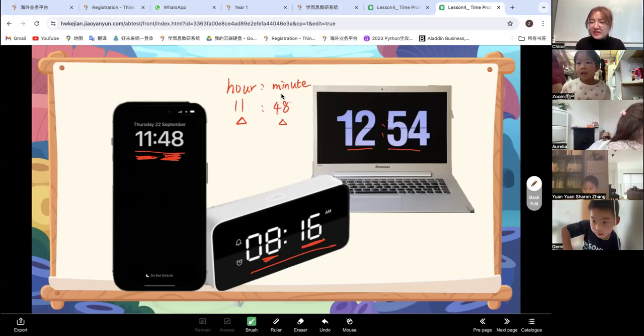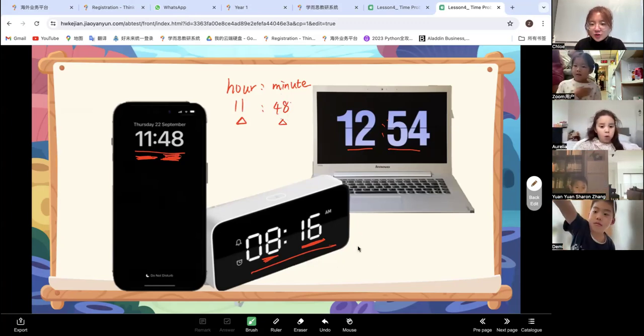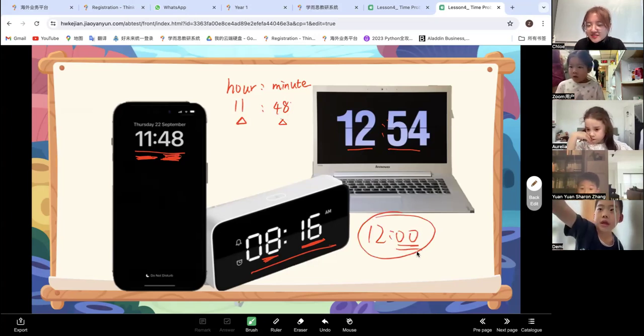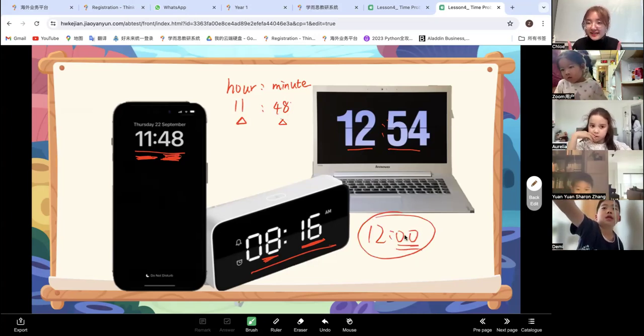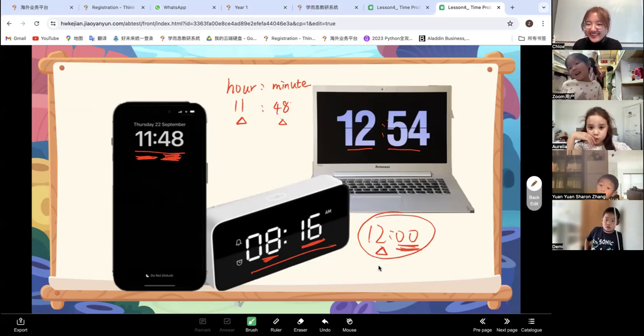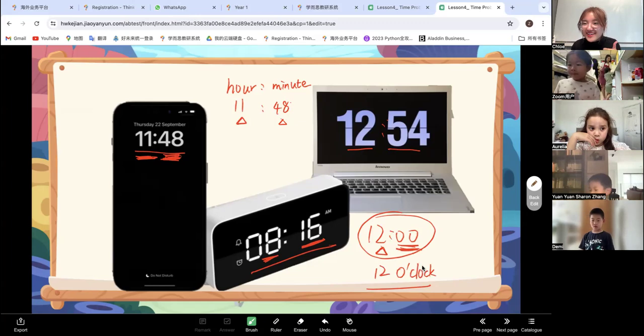Okay? If we have a time like this, I will show you. Like this. So 00 means there is no minute in this hour, right? So this will be the starting of 12. And how can we read it? Do you know how to read it? It's 12, tell me, 12 o'clock. Have you ever heard it before? Yes? Great, very well done, everyone.